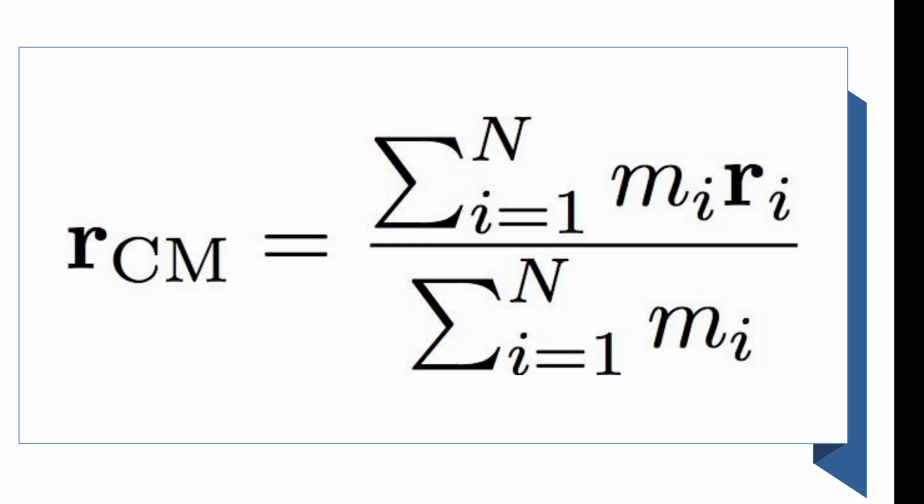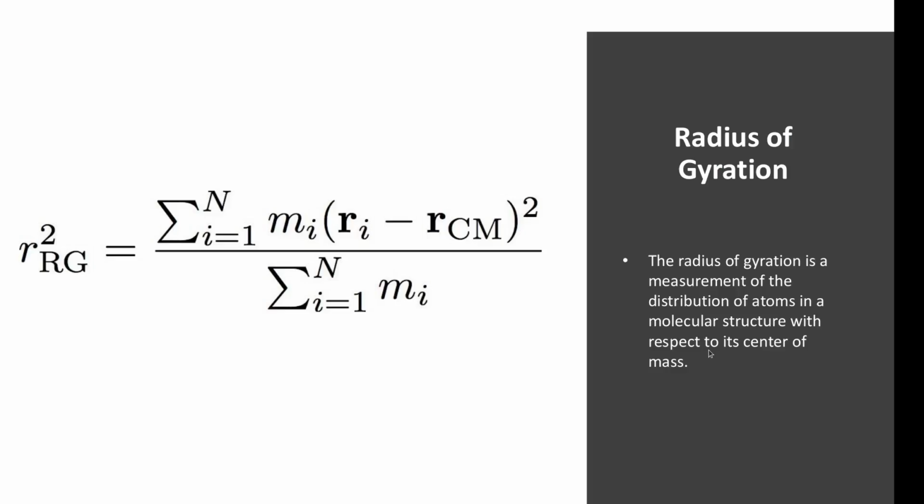The definition of center of mass would be the summation of my weight vector mi multiplied by its position in 3 dimensions or 1 dimension or whatever, divided by the summation of my objects. Okay, so from here we can calculate the radius of gyration.